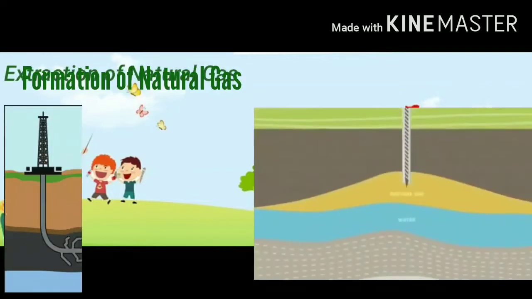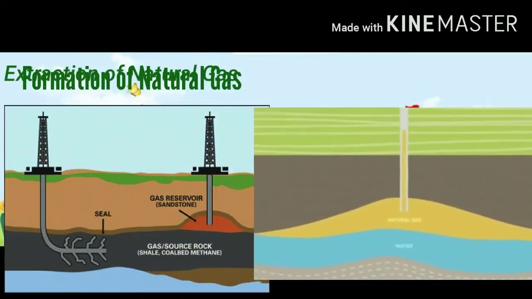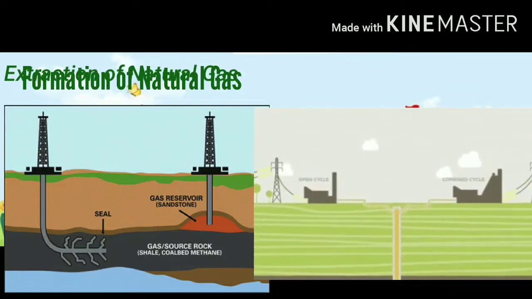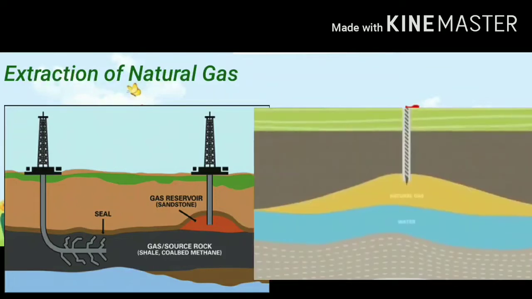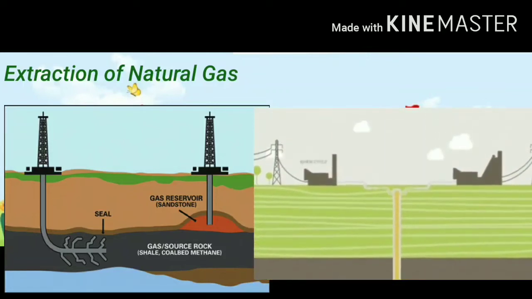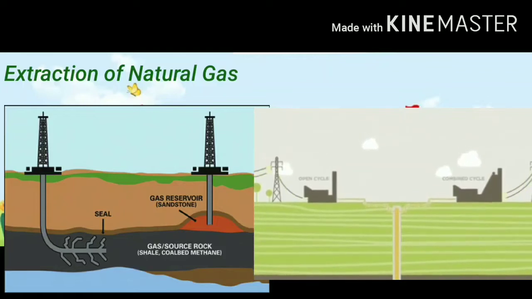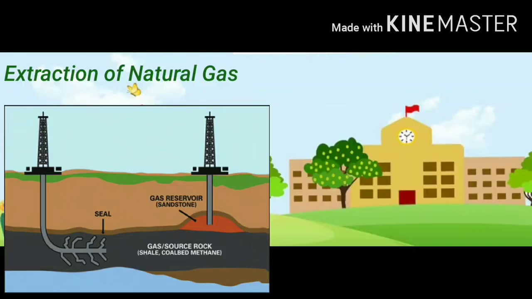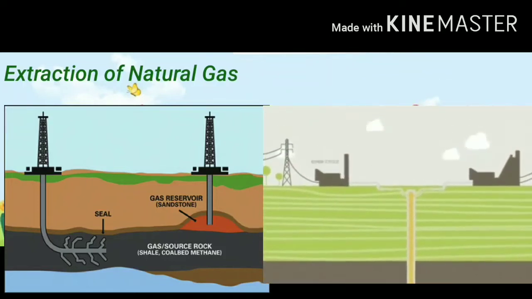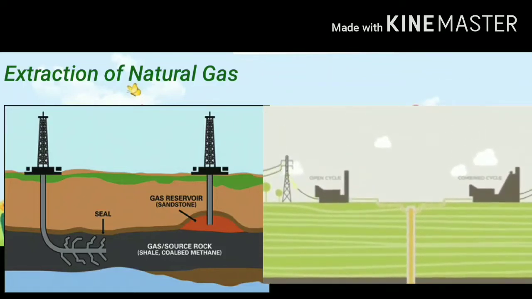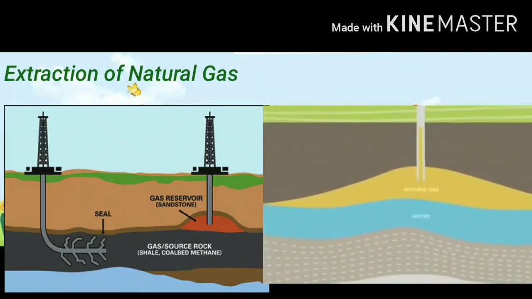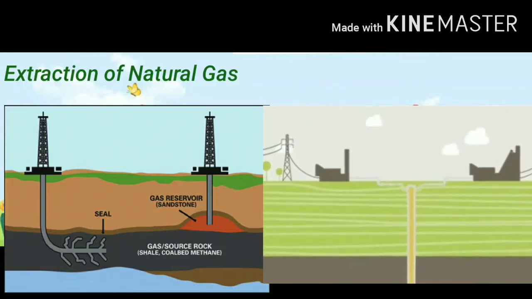Now let's see how the natural gas is extracted from underground. You can see in the picture that a long drill is being inserted underground and the layer of natural gas that is above the petroleum product first comes out, and after taking out the natural gas, petroleum is extracted. Sometimes natural gas is found without petroleum. That time only the natural gas is taken out.